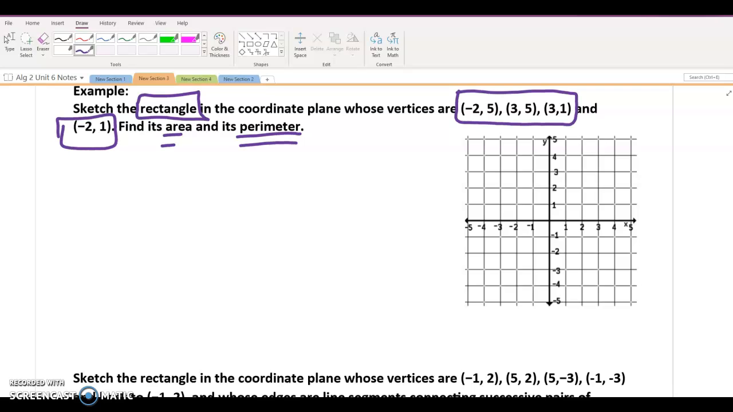So, -2, 5. Where does that send me? Left 2, up 5. Where does 3, 5 send me? Right 3, up 5. 3, 1: right 3, up 1. And then lastly, -2, 1: left 2, up 1. And go ahead and make the rectangle. So we're going to connect all of those points.